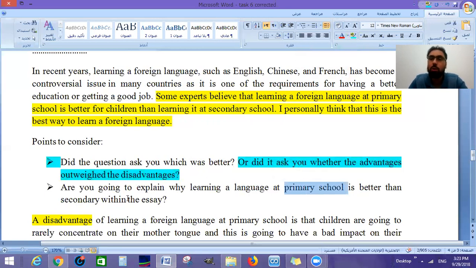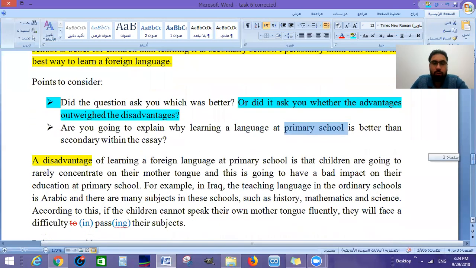Now, we're going to have to take a look at the essay, and then we'll see if there's any kind of comparison between primary school and secondary school, because this is the focus. It's the meat and potatoes of the essay. This is the topic that we really should be talking about. So let's take a look at the body paragraphs and see if there is any kind of comparison between the two, or any mention of the other.